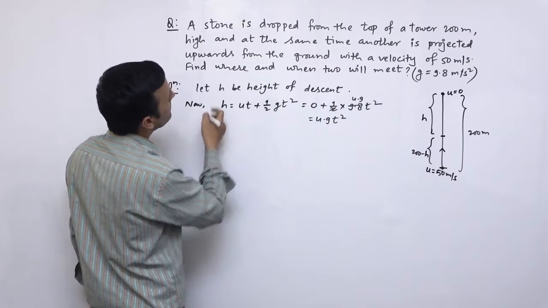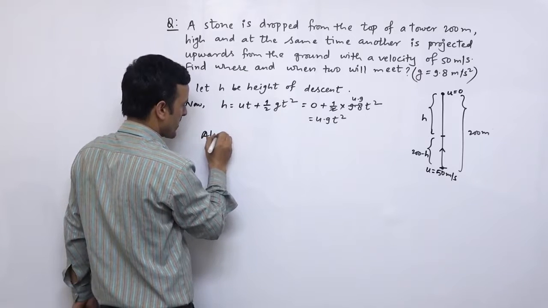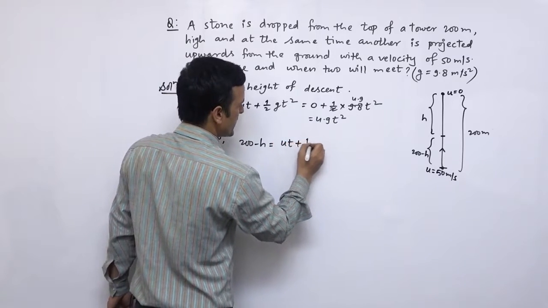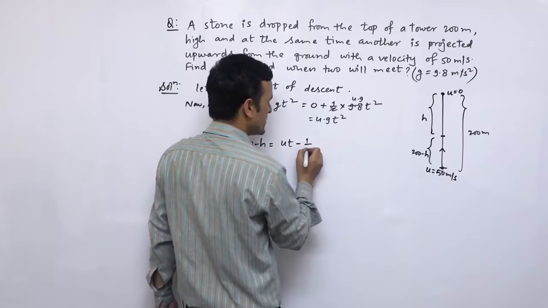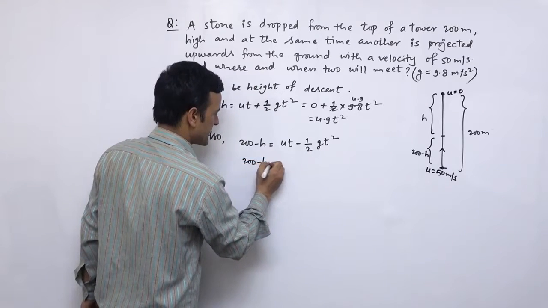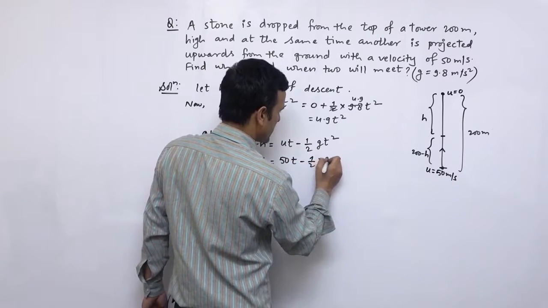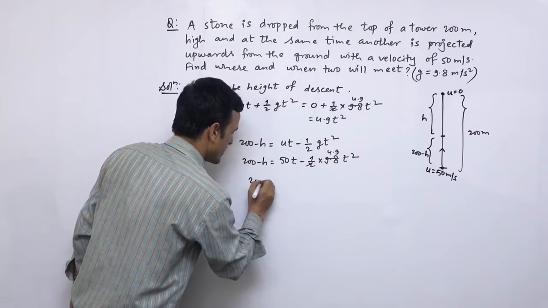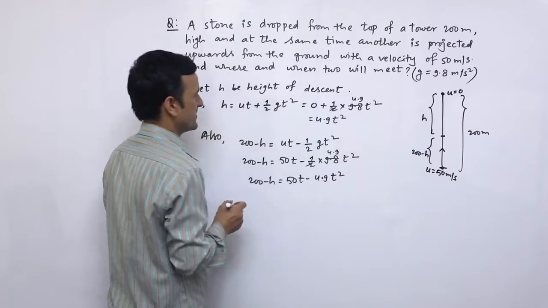And now another particle is projected upward. So 200 minus h is equal to ut, projected upward, direction is negative, so write down ut minus half gt square. Here 200 minus h is equal to 50t minus half 9.8 t square. And now 200 minus h is equal to 50t minus 4.9 t square.